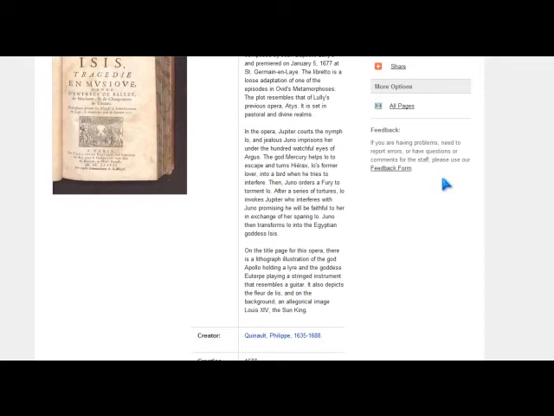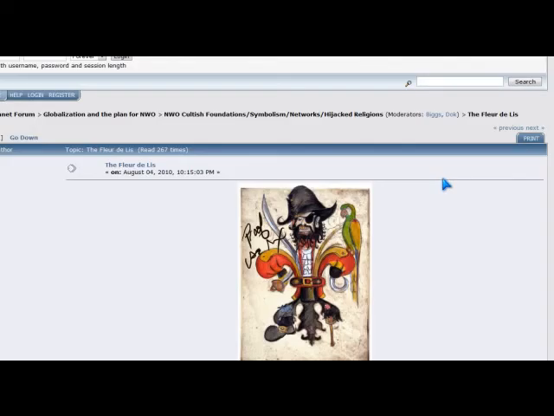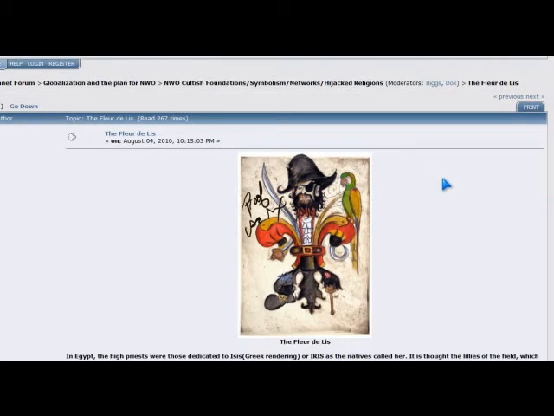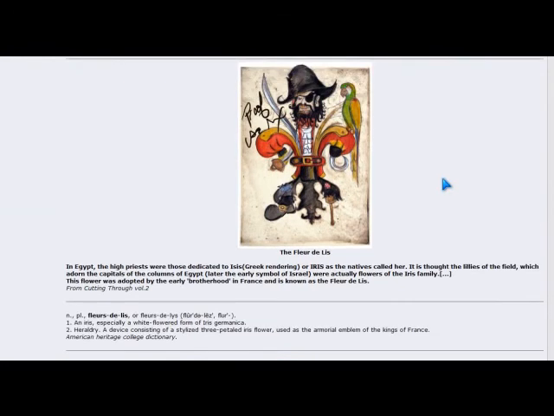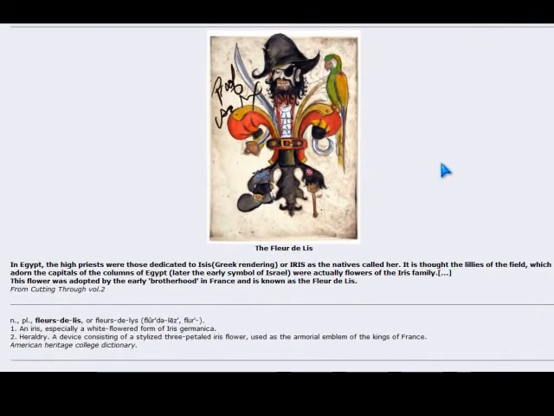So we know, and on the background, an allegorical image, Louis the 14th, the Sun King. So this is the last and final article. Alright, this is entitled The Fleur de Lis. And in Egypt, the high priests were those dedicated to Isis, Greek rendering, or Iris, as the natives called her.